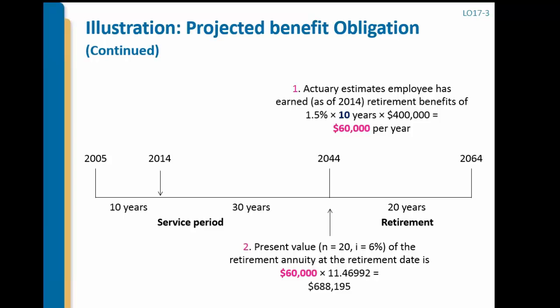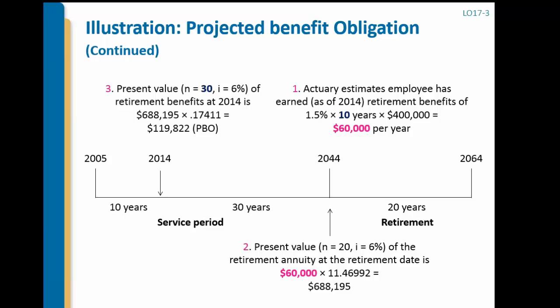Now, the issue becomes we've got two different things here. And this is one of the most fascinating things about this process: we're looking at three different things, okay? So number one is what the employee estimate earns as of 2014, so that's where we are right now: 1.5 times 10 years times $400,000, so he's making a lot of money, which is $60,000 a year. Okay, so $400,000 is his projected salary.